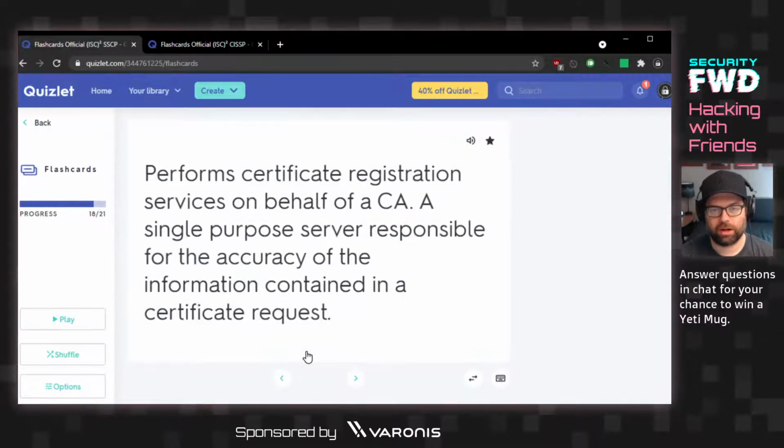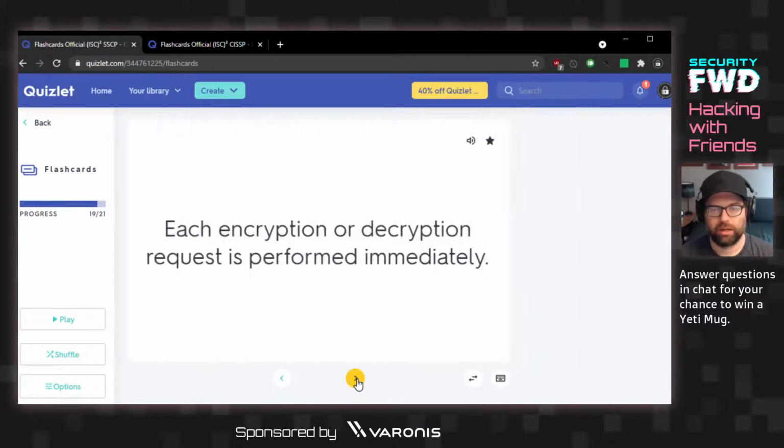Registration authority, just like an RA at your college. So, all right. Each encryption or decryption request is performed immediately. I'm going to guess they mean synchronous, and because we had the thing about asynchronous before, though again, this is not exactly right to my way of thinking, because there's no reason asynchronous couldn't be immediate as well. It's just, to my mind, it's more an ordering than an immediacy, but all right.